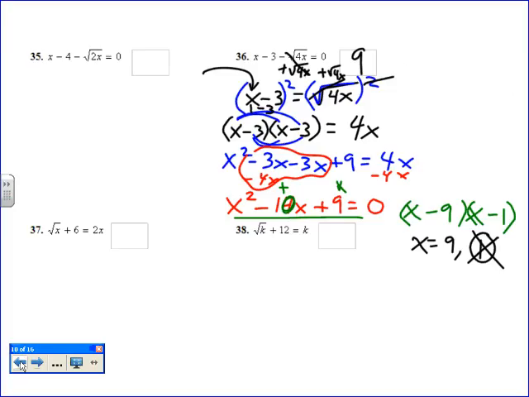My number 38, where did it go? 38, oh, it was right there. 38's right here. Don't go away. Here it is. First thing we need to do, subtract 12 from both sides.